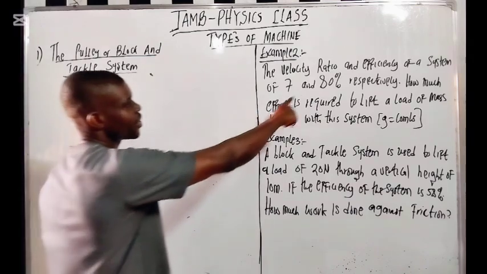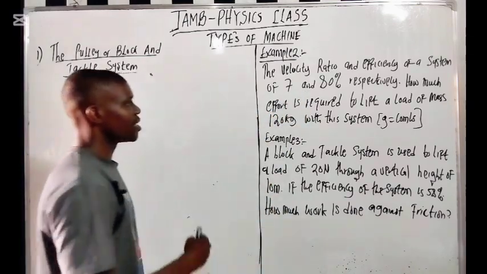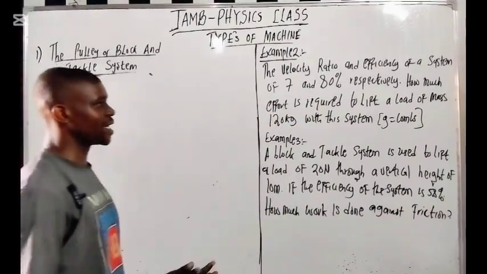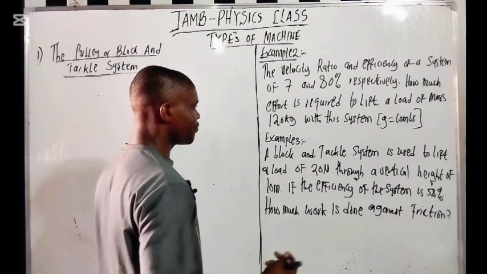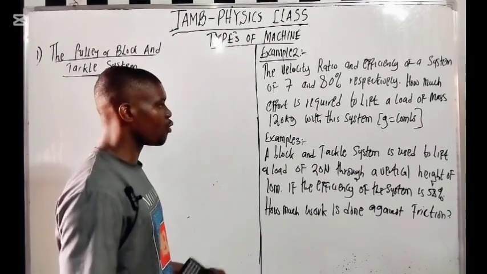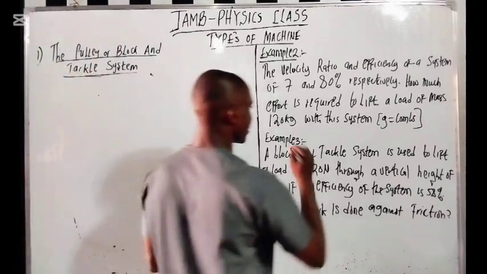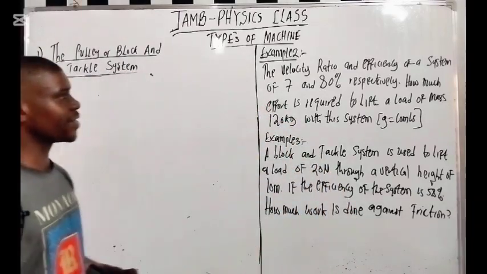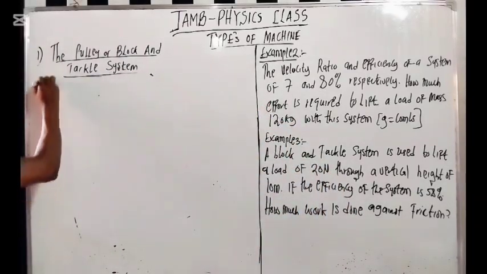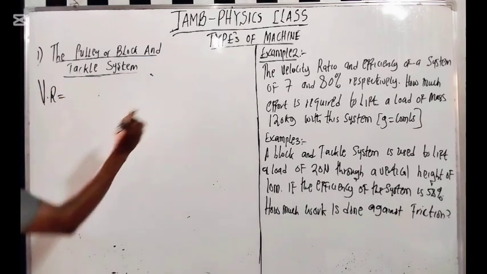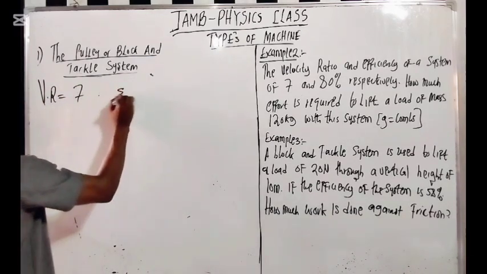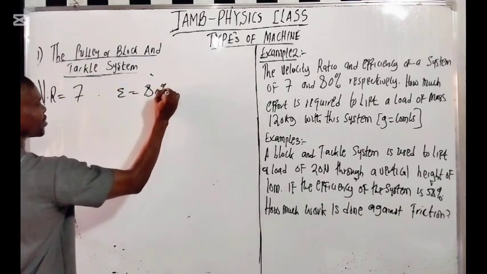They state the velocity ratio and the efficiency of a system as 7 and 80% respectively. How much effort is required to lift a load of mass 120 kg with this system? It's very easy. My velocity ratio, VR, is 7. My efficiency is 80%.